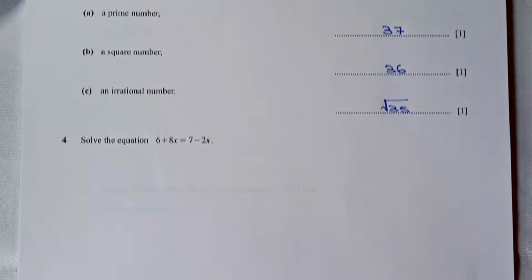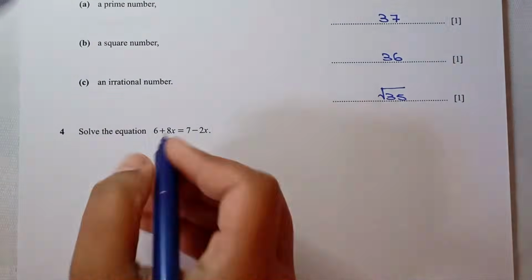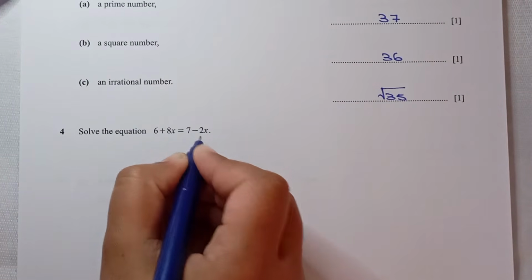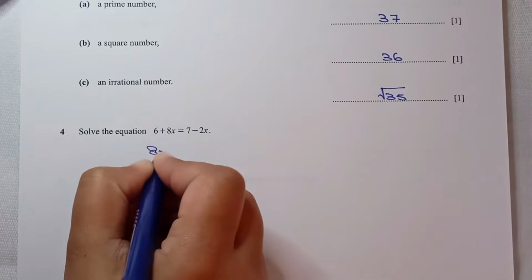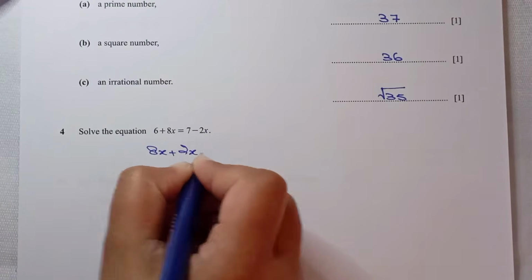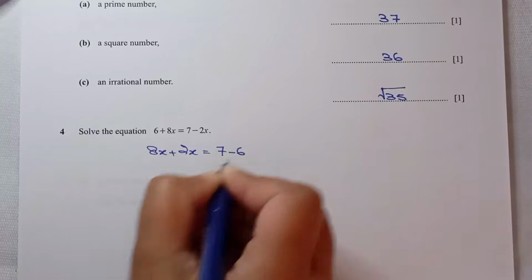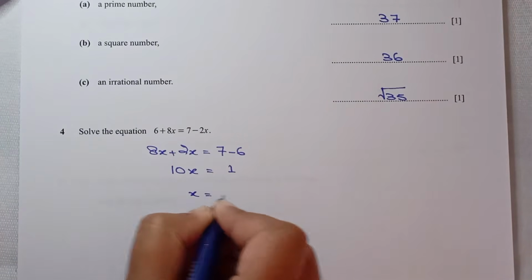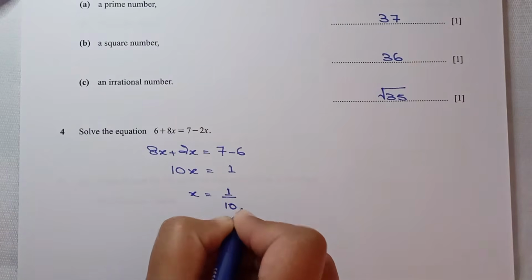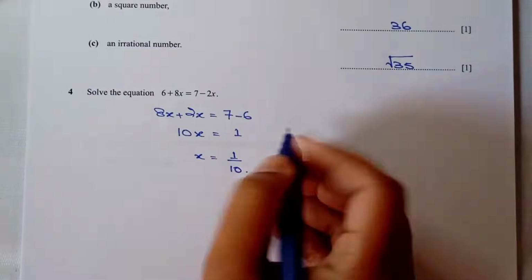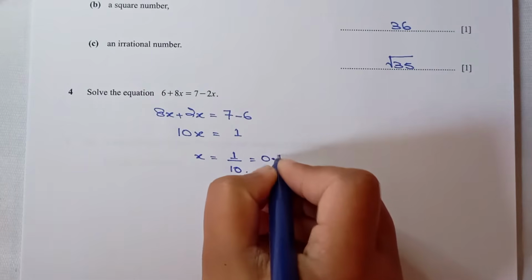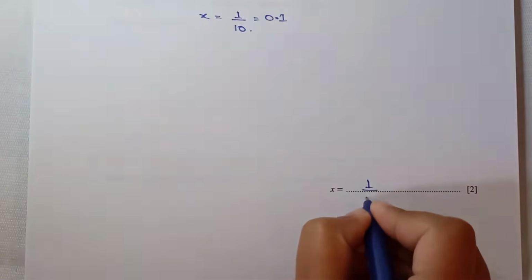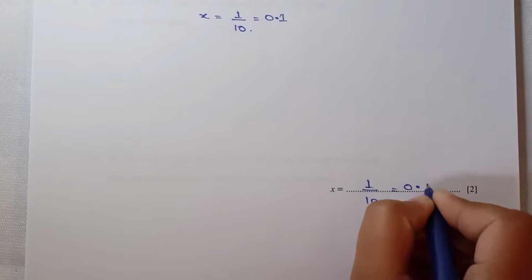Now question number 4, solve the equation. So let me do it. Shifting the variable terms, the variable is x, to the left. So 8x plus 2x would be equal to 7 minus 6. So this would be 10x equal to 1 and x would be equal to 1 out of 10. Or we can say 0.1 is the value for x. x is 1 by 10. This would be equal to 0.1.